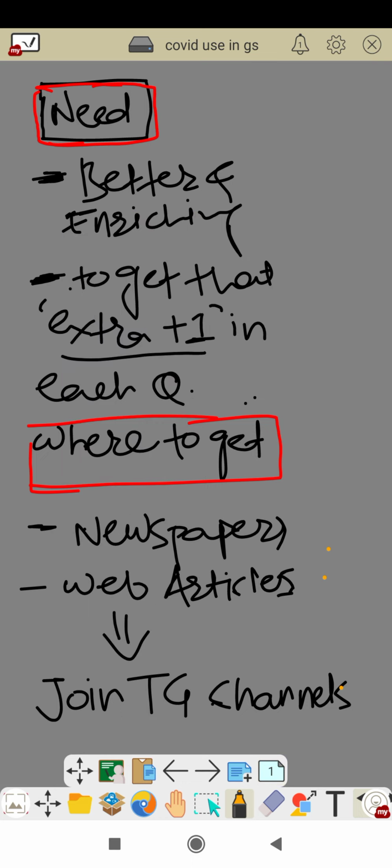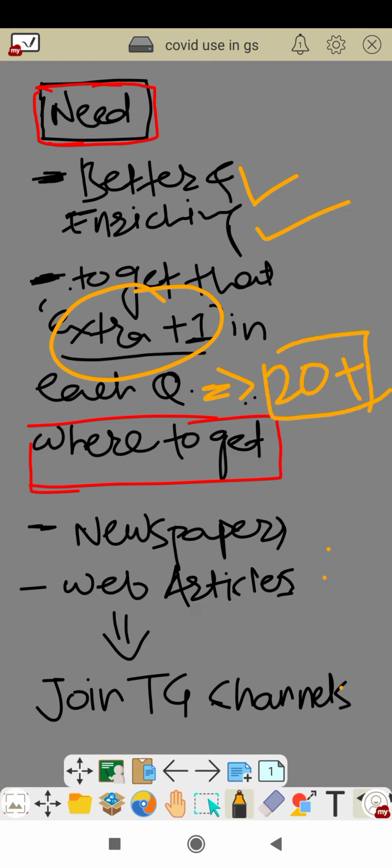Before moving further, let's see the need for value addition aspects like the COVID pandemic. Firstly, they make your answers better and more enriching than the others. Secondly, they help you get that extra 1 mark in each question, which itself has the capacity to boost your score by almost 20 plus marks in each paper. And these 20 plus marks can actually decide your cadre service and your mains score as well.